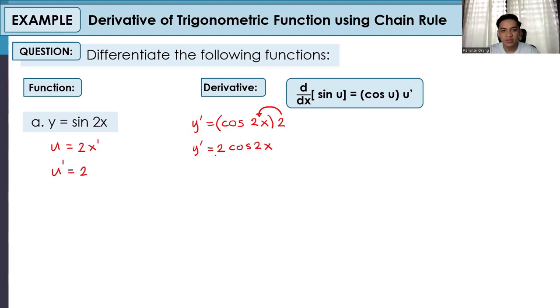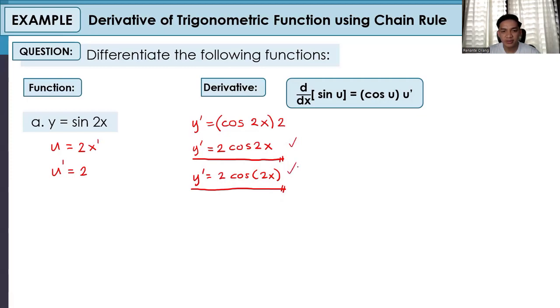So, tingnan natin kung ma-simplify pa. And I think hindi na. So, this will be our final answer. So, class, pwede din natin siyang i-rewrite to avoid confusion. That is 2 cosine of open parenthesis of 2x close parenthesis para ma-emphasize natin na si 2x is nasa loob ni cosine. So, this is our final answer. So, pwedeng eto, pwede din ganito.